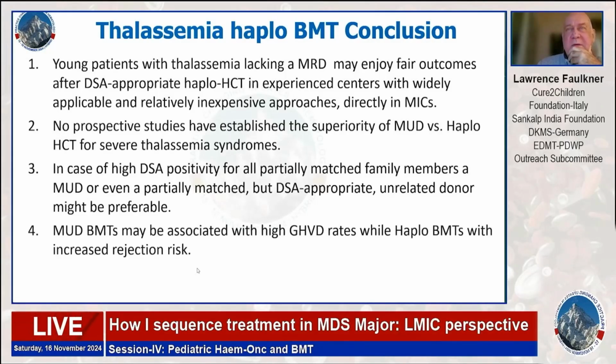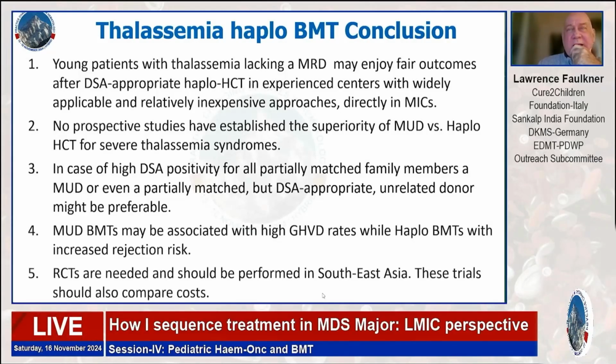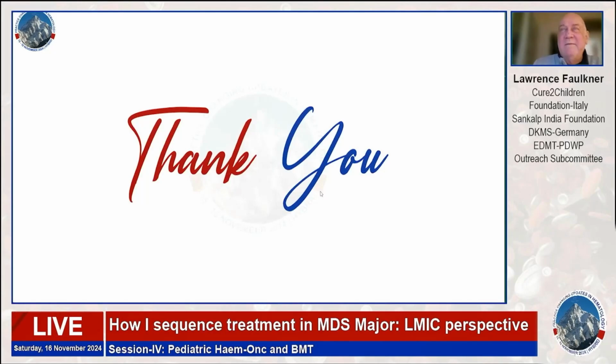Matched unrelated donor transplant may be associated with a high risk of graft-versus-host disease, while haploidentical transplant may have higher rejection risk compared to unrelated donor transplant. And of course, it would be desirable to do randomized controlled studies that probably can only be performed given the numbers in Southeast Asia. And of course, these trials should also compare cost. And with this, I am done, and I thank you all for your attention.